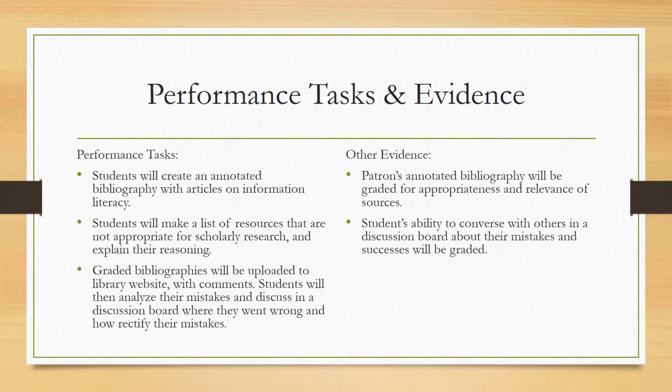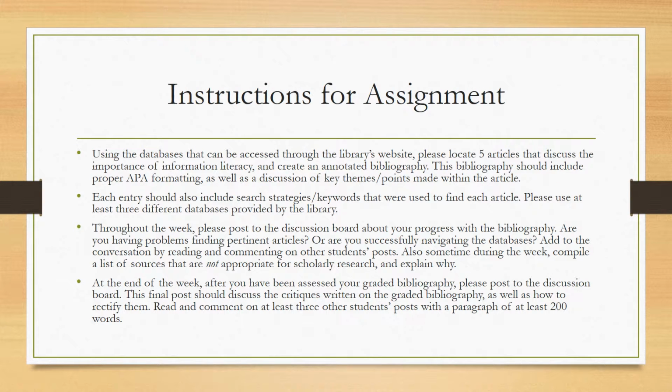For this assignment, you will be creating an annotated bibliography with articles on information literacy. You will also make a list of resources that are not appropriate for scholarly research and explain your reasoning. Once the bibliographies are graded, they will be uploaded onto the library's website where you can download it and analyze your mistakes. You will then discuss these mistakes on a designated discussion board and explain how you can rectify them.